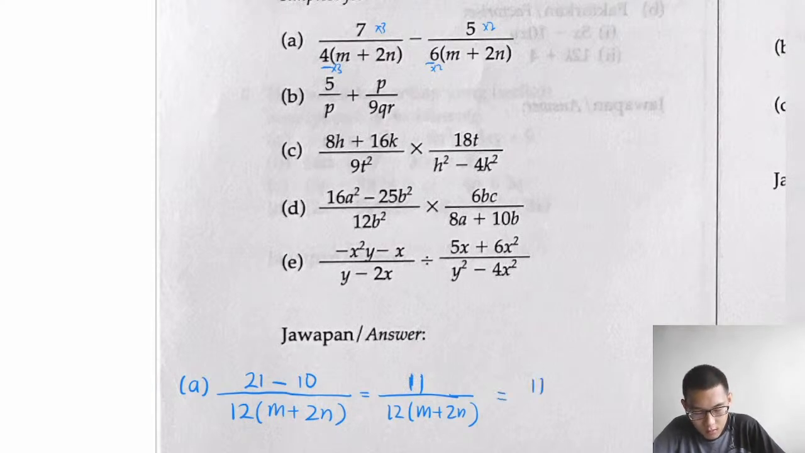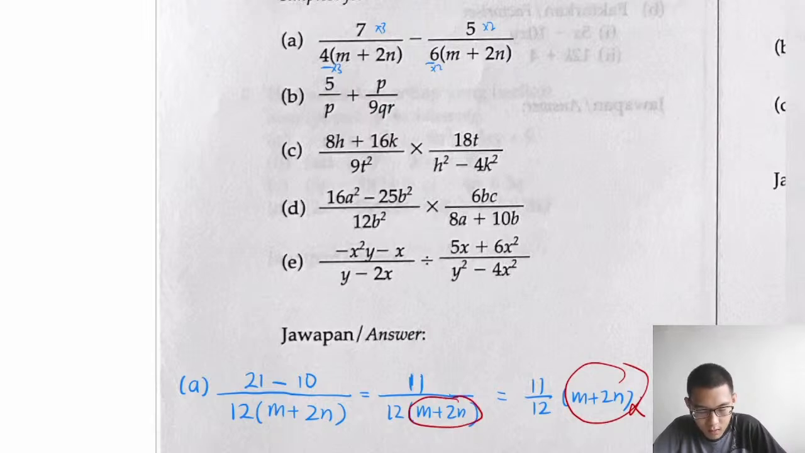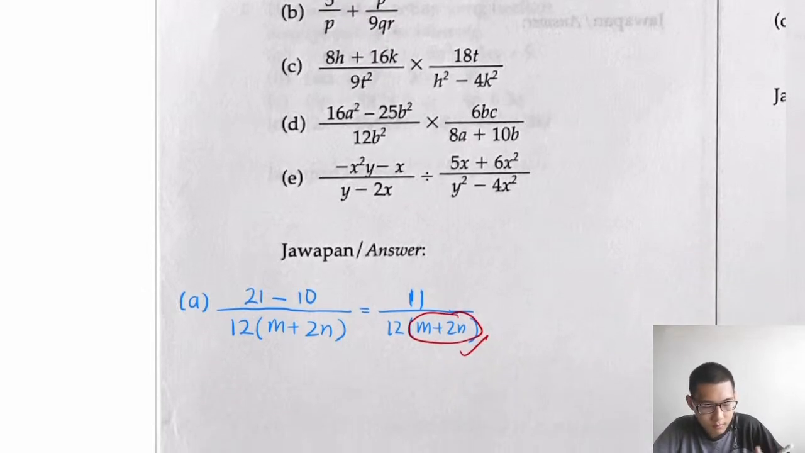This is not equal to the answer with m plus 2n. It's not correct, because this m plus 2n is divided. Now when we try taking it out, it becomes multiply. So this one is not correct. So I try to erase this one. I don't want this, because later some students may get confused.